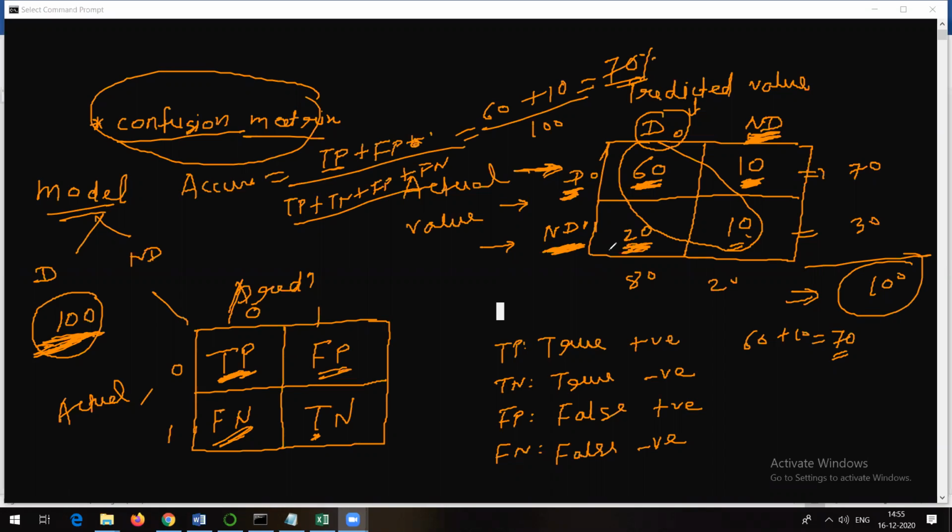Okay, sir, 20 should be FP, right? 20 should be false positive. Yeah, it should be FP, because FP is equal to false positive. That means our model is saying positive things. So you can take it like this: FP and FN. So true positive, true negative, false negative, false positive, these are the values. So you can take it as FP. Yes, that's right, false positive.